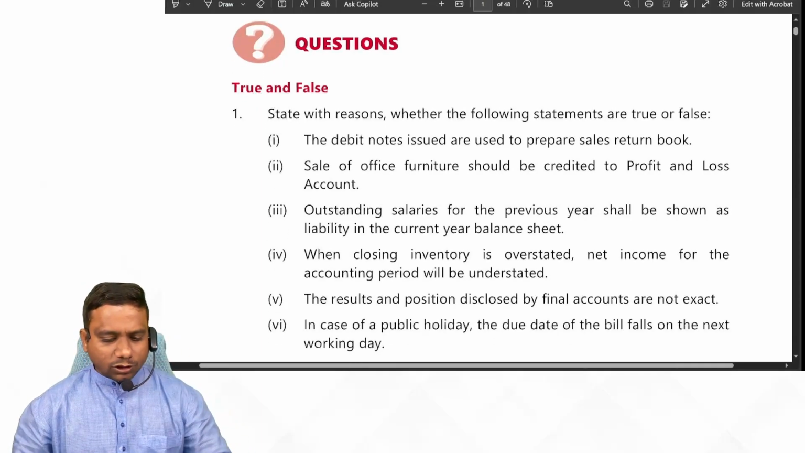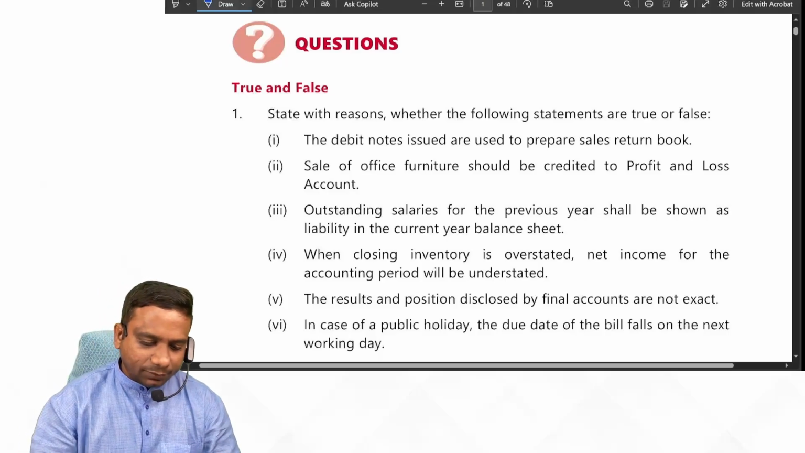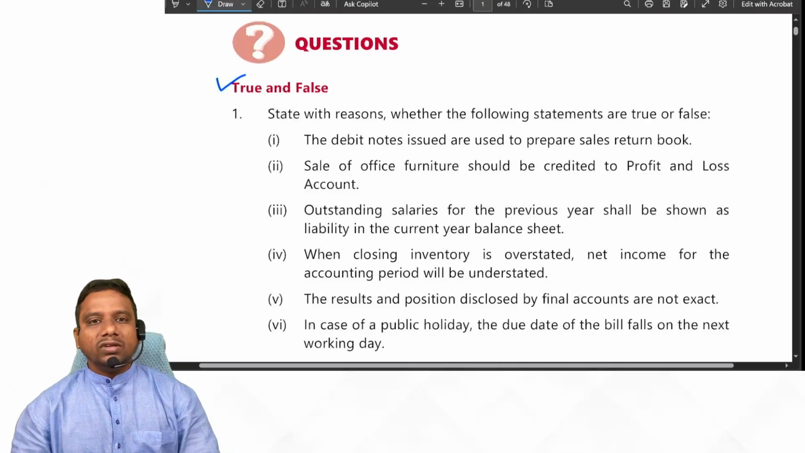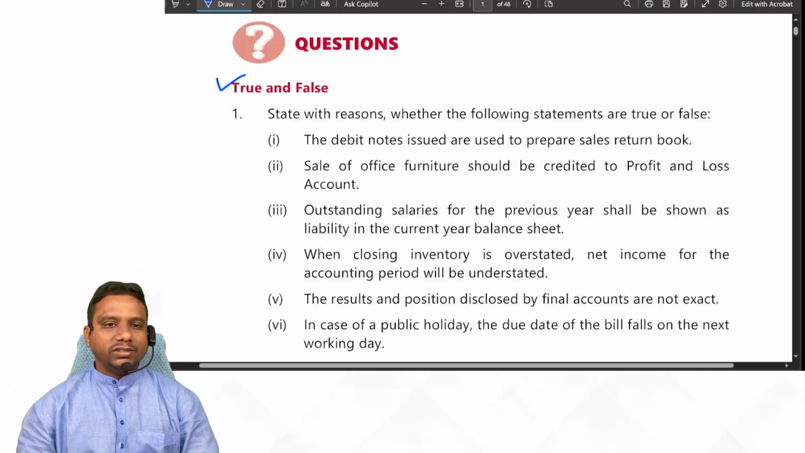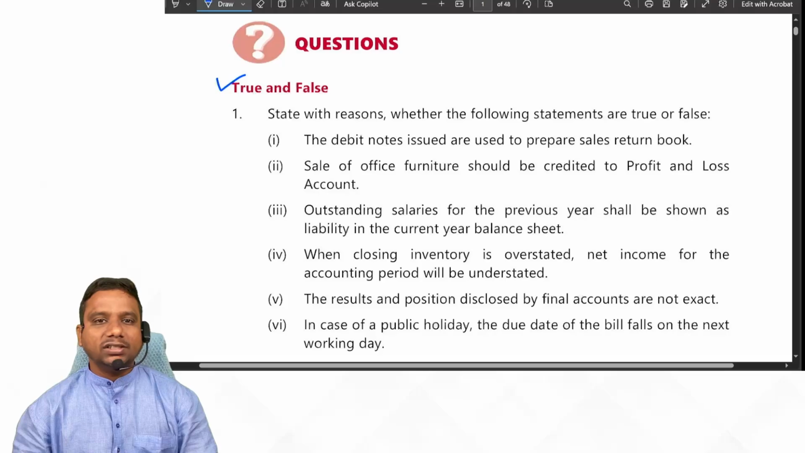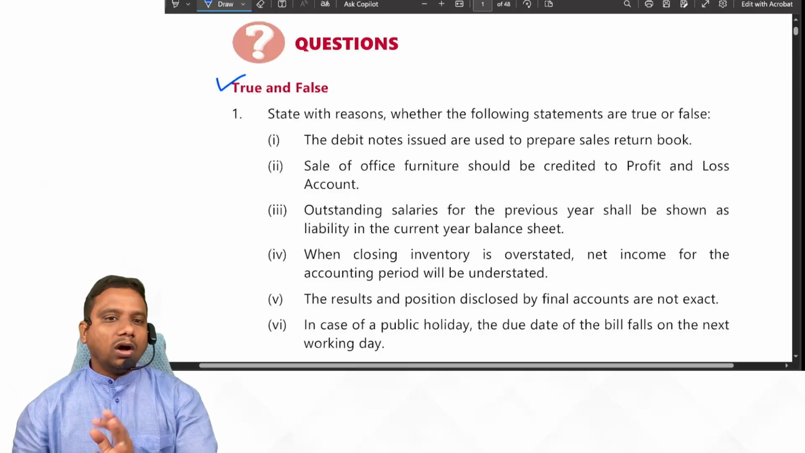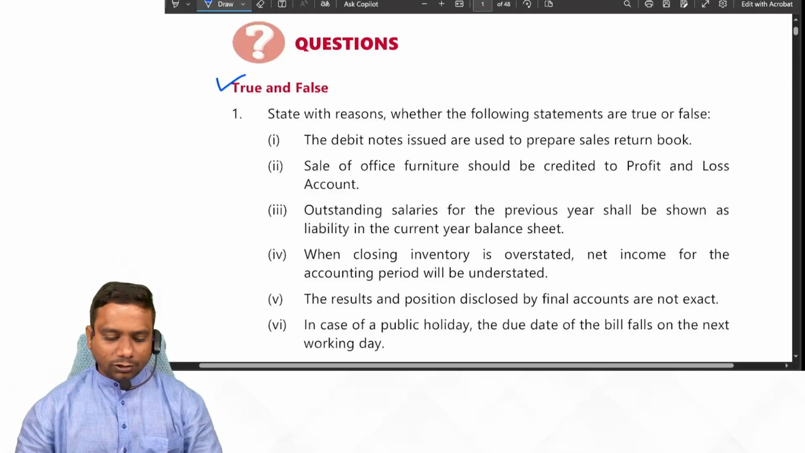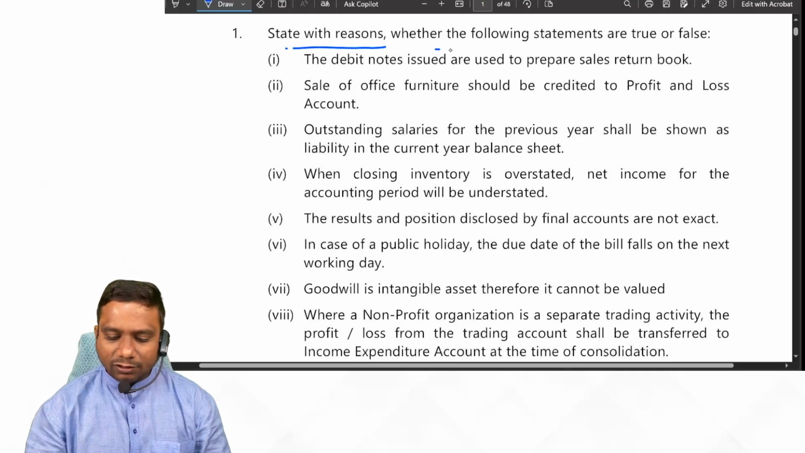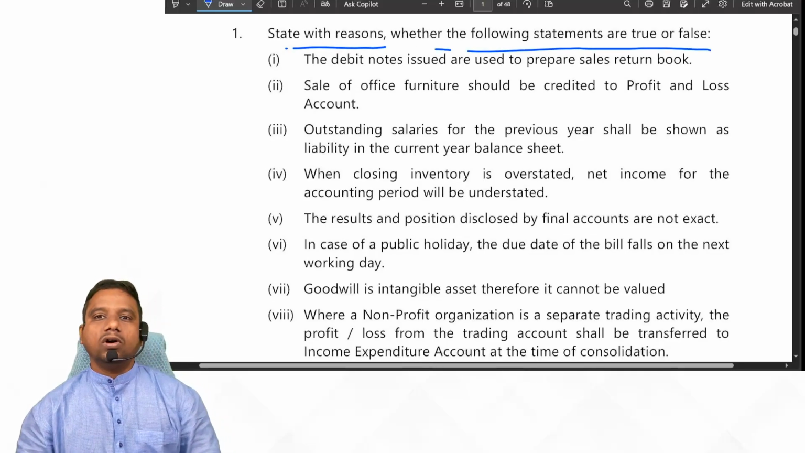Now, observe the first question: true or false statements. As you know very well, we get 6 true or false statements in the final exams. 6 into 2 marks, 12 marks. That is the importance we have for true or false statements. Now, first one: state with reasons whether the following statements are true or false.